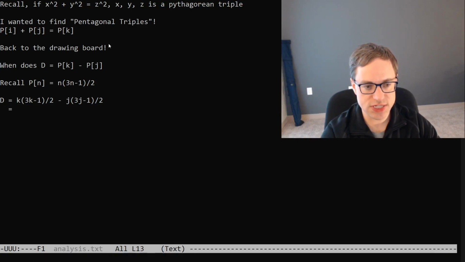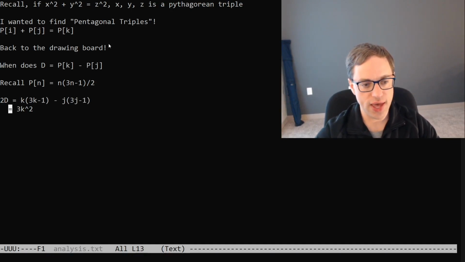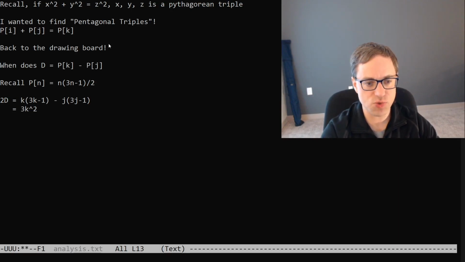And let's expand this out. So that's going to be 3k squared. Actually, let's multiply both sides of this by 2. It's going to be easier to do the algebra here if we can get that 2 out of the way. Okay, so that's going to be 3k squared minus k minus 3j squared plus j.